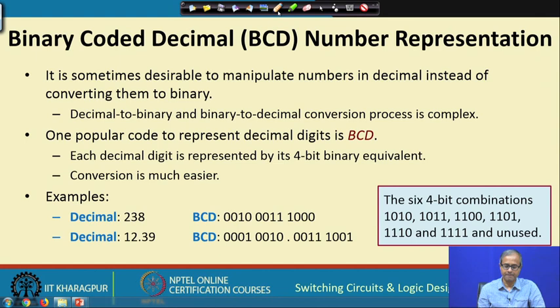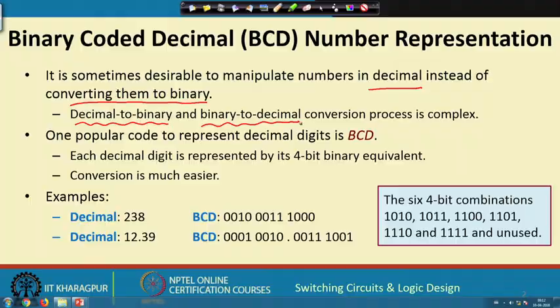As I had said, it is sometimes desirable to manipulate numbers in the decimal number system directly, instead of converting them to binary. Why? The reason is very simple. We had seen that of course we can do decimal to binary and binary to decimal conversion, but these conversion processes are not very trivial. We have to do either repeated multiplication or repeated division to carry out the process. So, if we have an alternate representation where you do not have to make this conversion, or carry out these multiplications and divisions, then it would be very efficient in terms of the overall computation.